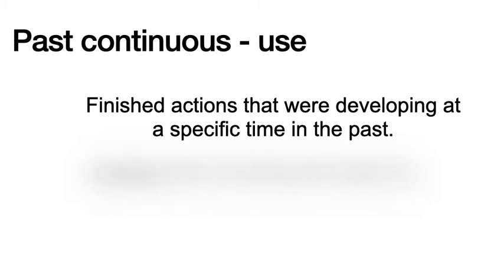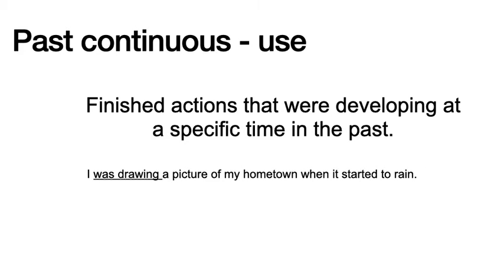For example, I was drawing a picture of my hometown when it started to rain. I started drawing the picture, then it starts to rain, but the action of drawing a picture was not finished. It was happening at the time. It was unfinished. We were studying yesterday at 6 p.m. It refers to a specific point in time in the past where that action was developing. Remember always that continuous tenses focus on the duration of the activity, on the fact that it was developing, the fact that it is not finished.